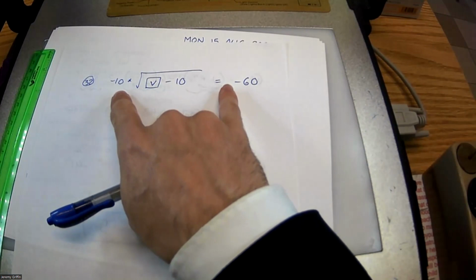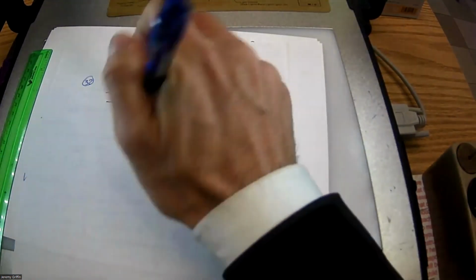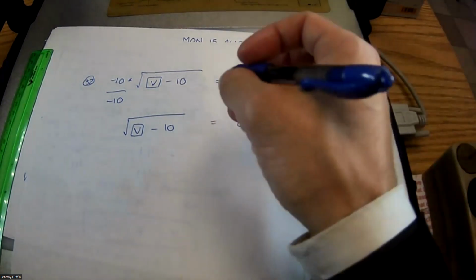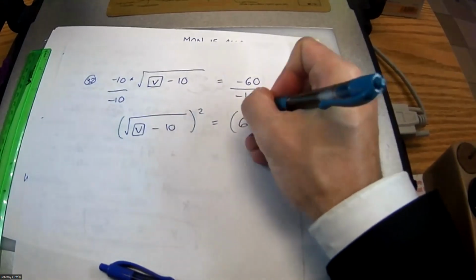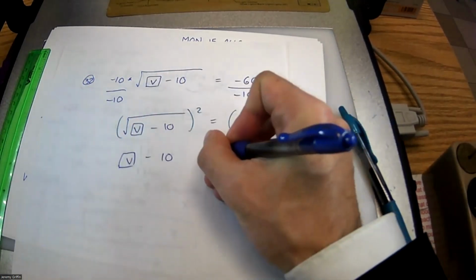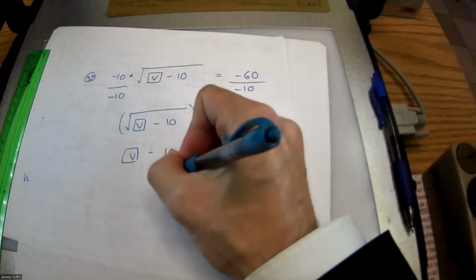Okay? What's the very first thing we're going to do to both sides? Divide by negative 10. Yeah, divide both sides by negative 10. Good call. Okay, so now the square root is equal to positive 6. Okay. Next step. Square both sides. Right? You know what I should really do? Switch the color here. Square both sides. Okay. All right, so that will undo the square root on the left side, leave me with just plain v minus 10. And on the right side, I'm getting 36. Okay. And what's the last step? Yeah, add 10 to both sides.